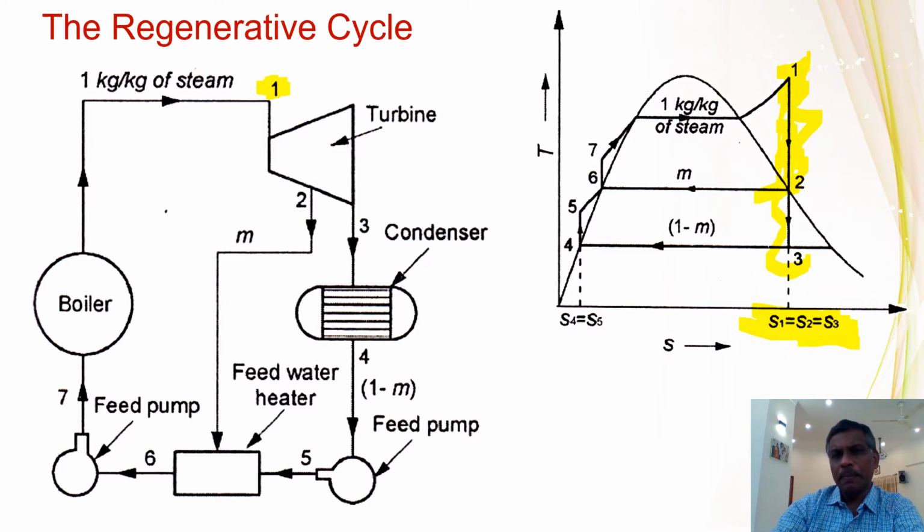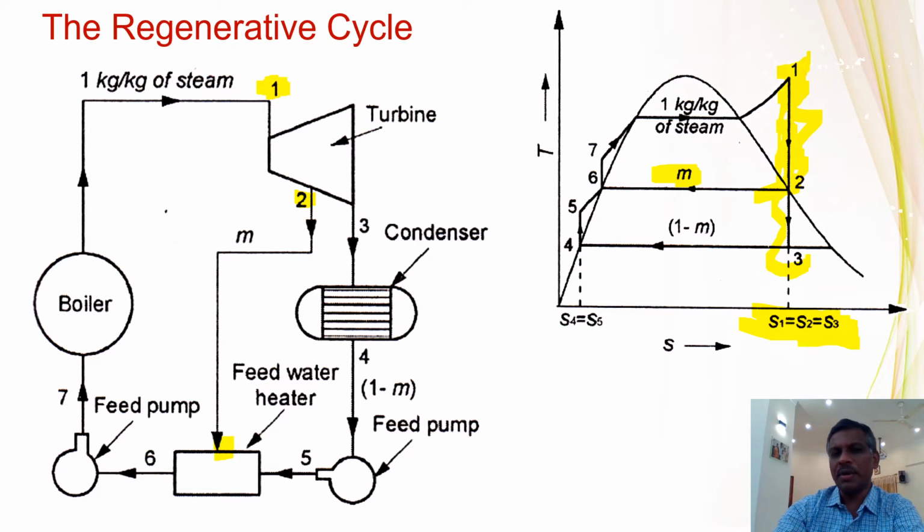And partially, after expanding from 1 to 2, you can see at point 2, a small portion, m kg, let us say 0.2 kg or something, m kg of steam is taken out, and it goes directly to the feed water. So the balance which is coming after 0.2 is 1 minus m. 1 minus m will be coming from 2 to 3 to the condenser because m is taken directly to the feed water heater.